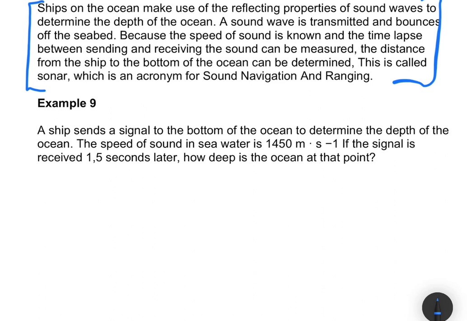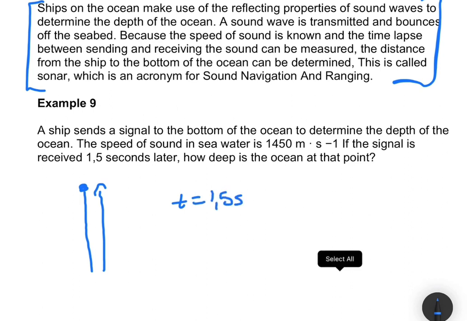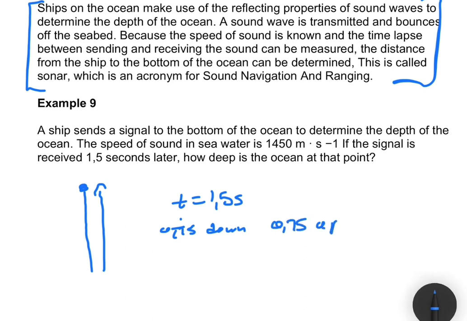So let's conceptualize here so that you can see what's going on. Here's a ship. Let's say our ship is at this point. It sends a signal, and then the signal bounces off the bottom of the ocean, and then it goes back up to the ship. How long does that entire process take? That entire process takes 1.5 seconds. So it takes 0.75 to go down, and then it takes 0.75 to go up.